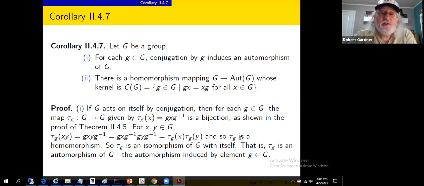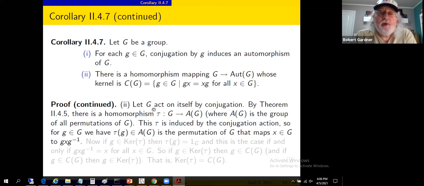That tells you tau sub g is a homomorphism. We just observed that it was a bijection, one-to-one and onto. A one-to-one and onto homomorphism is an isomorphism. Well, an isomorphism of G with itself is also called an automorphism. So this tau sub g is an automorphism of group G induced by element g, if you like. So that takes care of the first part, using conjugation to define automorphisms. Second claim is now a mapping from group G into the automorphism group and the behavior of the kernel of that.